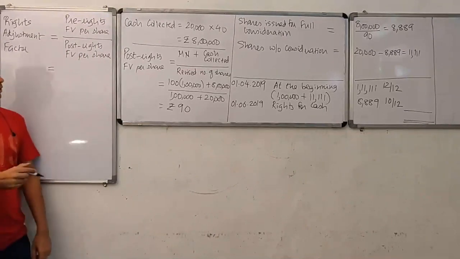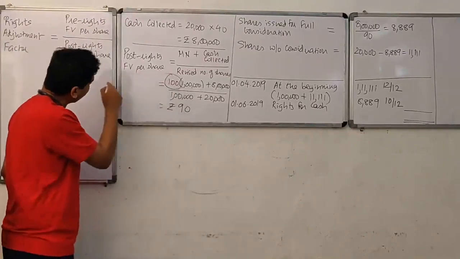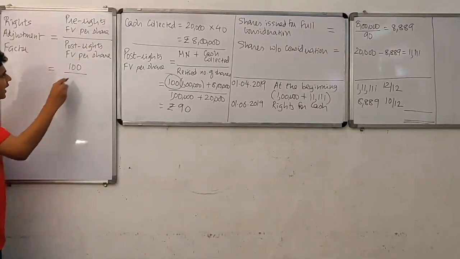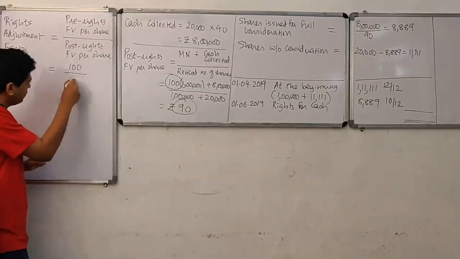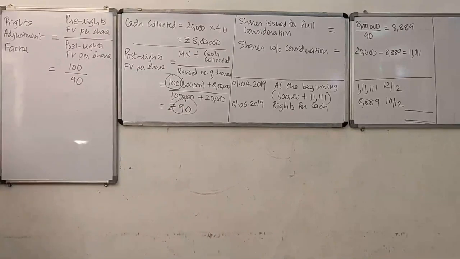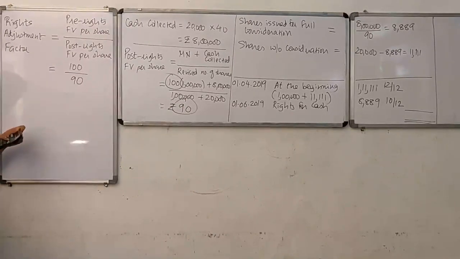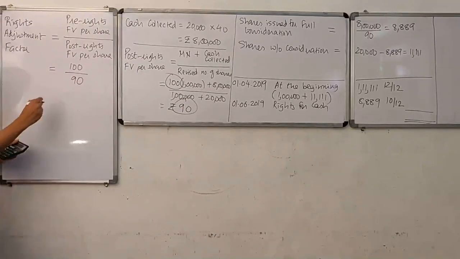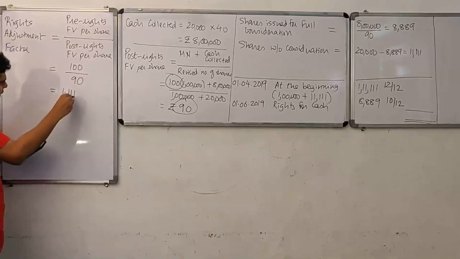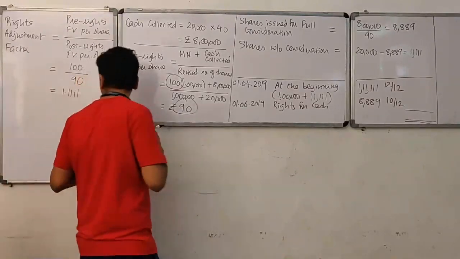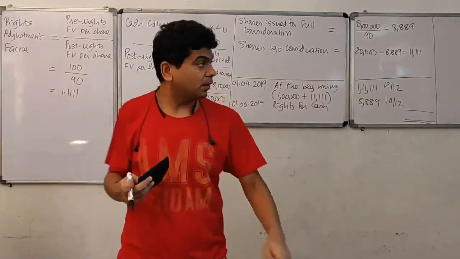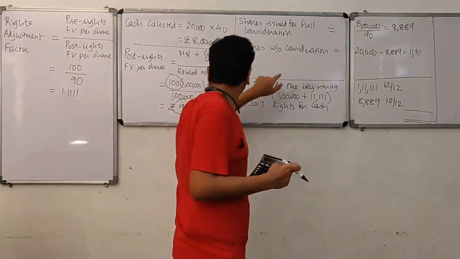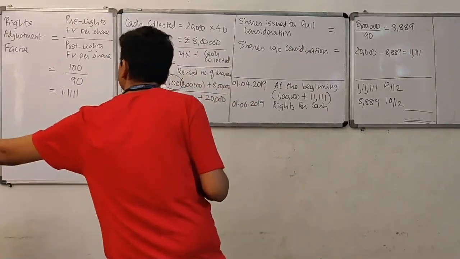In our example, before the rights, the share was trading at 100. And after the rights, we are saying post-rights will be 90. So I'll divide this by 90. So, 100 divided by 90. That gives us 1.1111. So I get this, what we refer as the rights adjustment factor. So don't do these two calculations. Instead, find out the right adjustment factor.